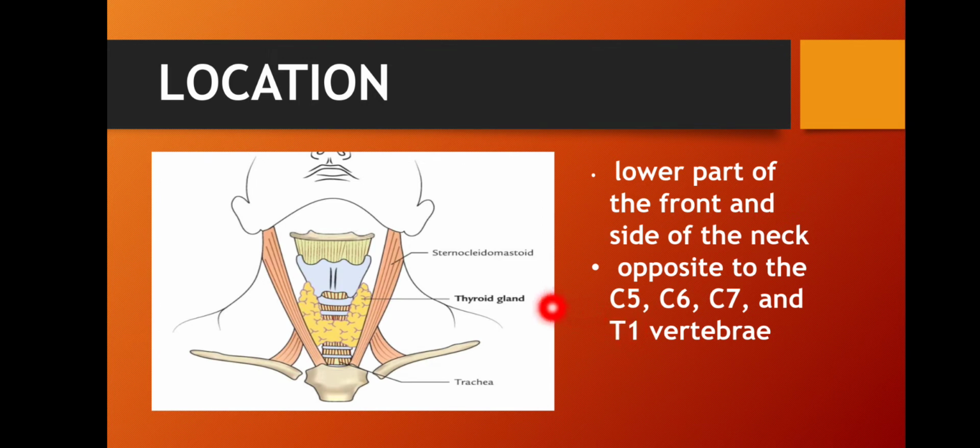Please listen carefully. In the word gland, how many letters are there? 5 letters, G-L-A-N-D. That means it will start from C5. In the word thyroid, how many letters are there? 7. That means it will continue up to C7. What is the first letter here? T. That means T1, so it will end at the level of T1. So this is a mnemonic by which you can remember the exact location of the thyroid gland.